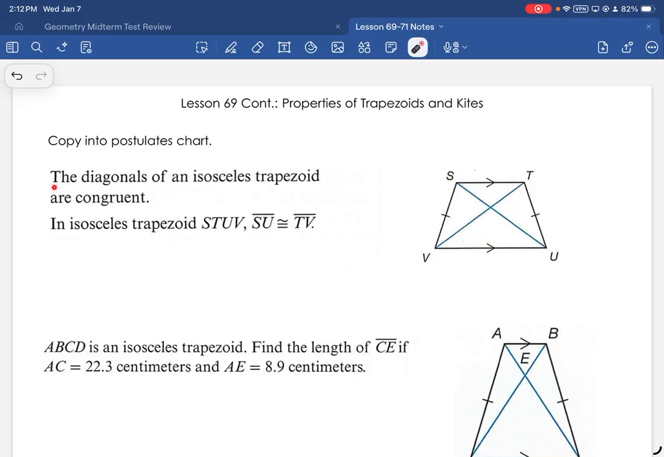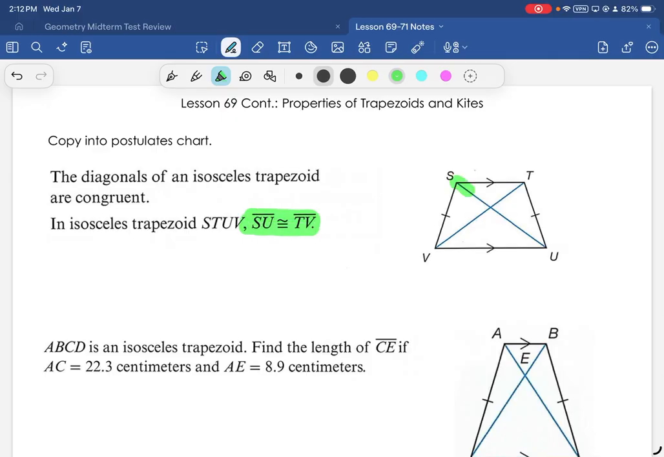And this postulate says that the diagonals of an isosceles trapezoid are congruent. So you'll notice right here, it says SU is congruent to TV. So these two are congruent. Now, when you hear isosceles trapezoid, you know the base angles are congruent. We just did that in the last page. We also know their diagonals are congruent. So there's a couple things we know now about isosceles trapezoids.